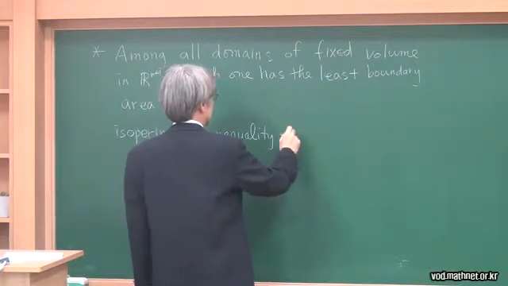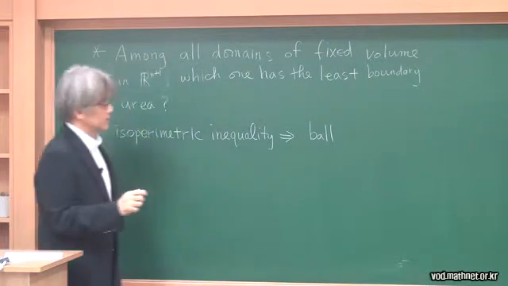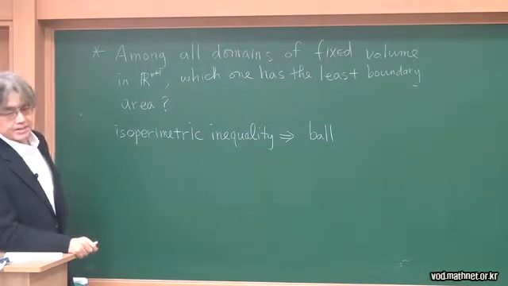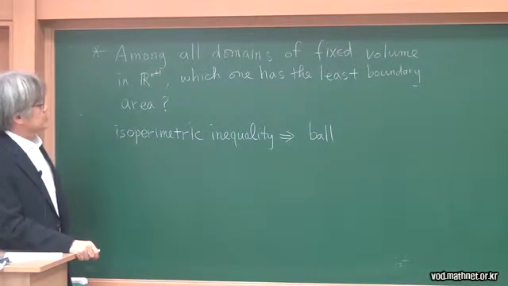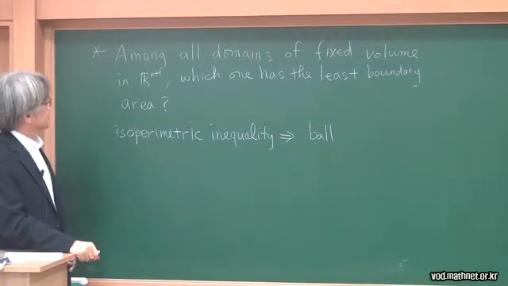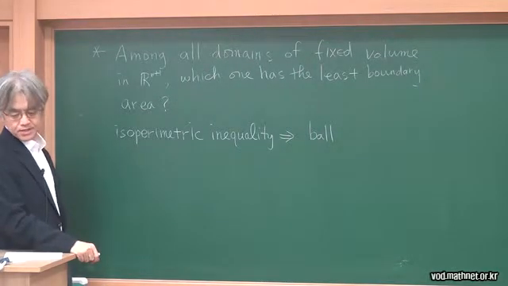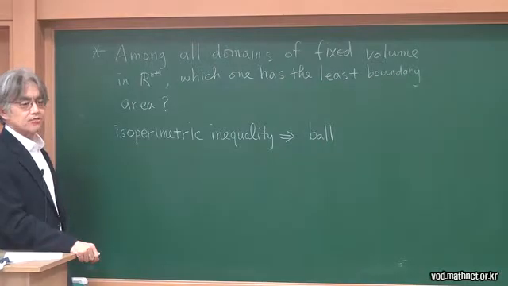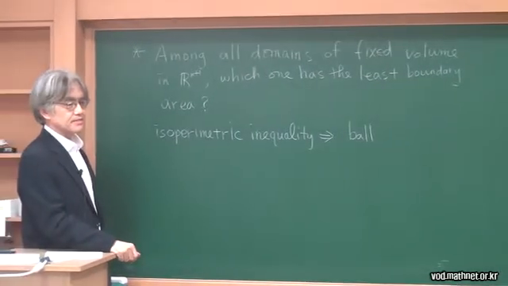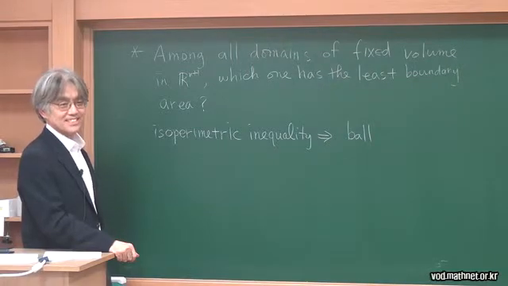It says that the ball has the least boundary area among all domains with the same volume as the ball. So I think this isoperimetric inequality is one of the most famous inequalities in mathematics. Professor 서동엽 doesn't seem to agree.